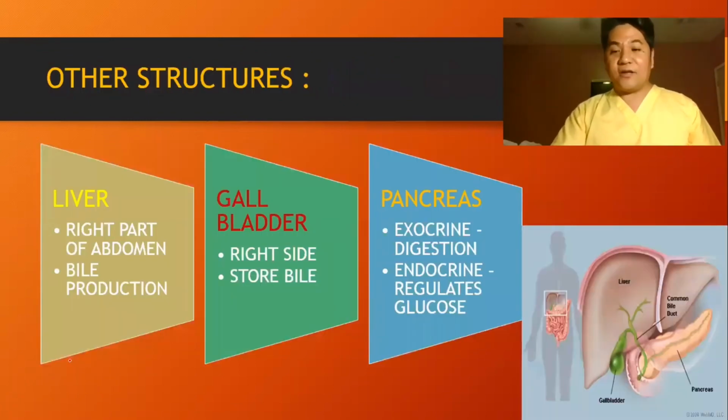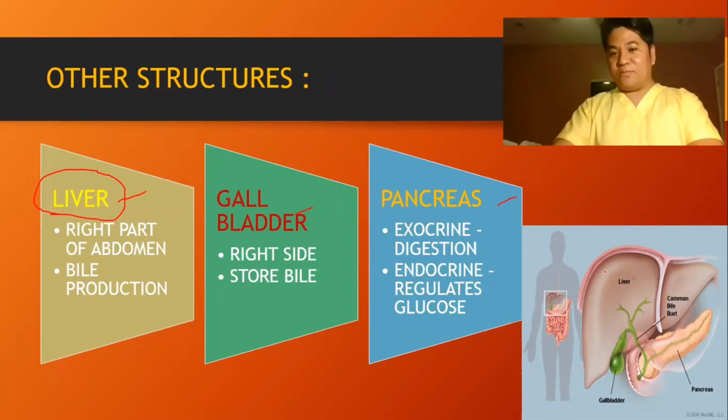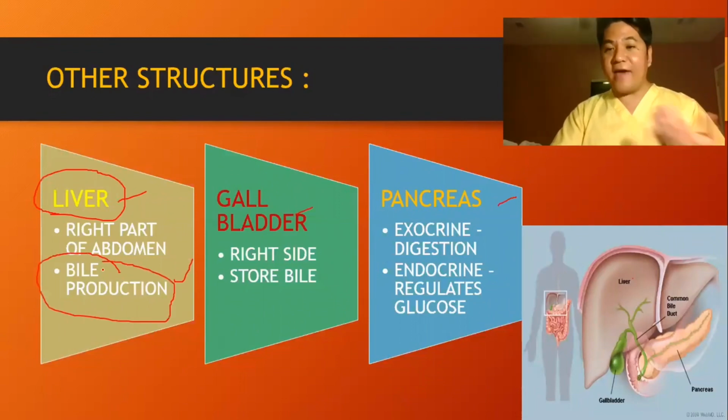Now, other structures that aid in digestion for the GIT are the liver, your gallbladder, and your pancreas. The liver is one of the largest organs inside your body. That's your liver, usually located on the right portion primarily. It's on the right part of the abdomen, where it's responsible for bile production. Remember that bile is important because it emulsifies fats.